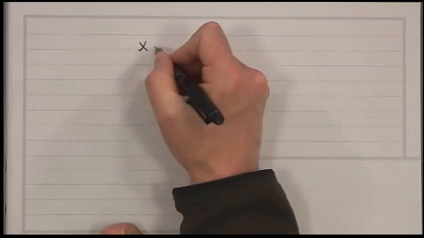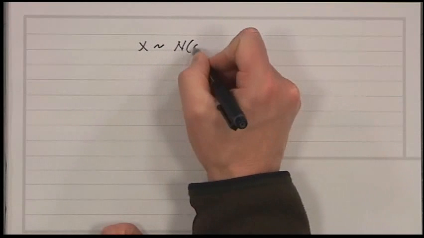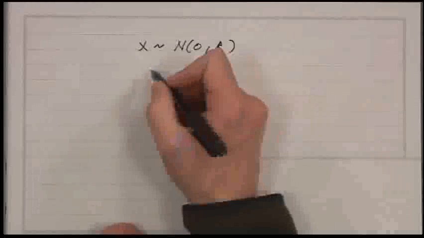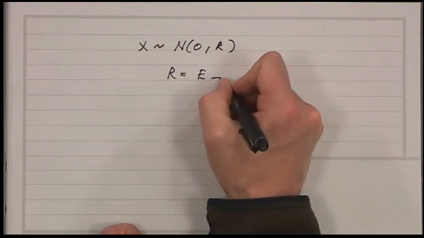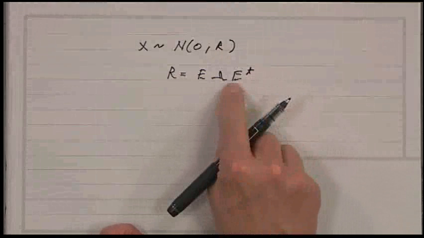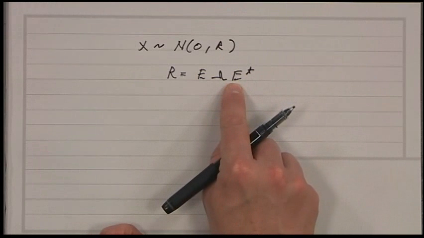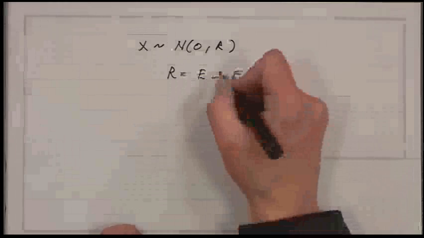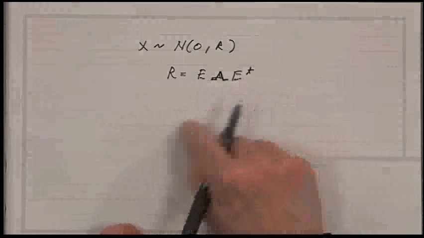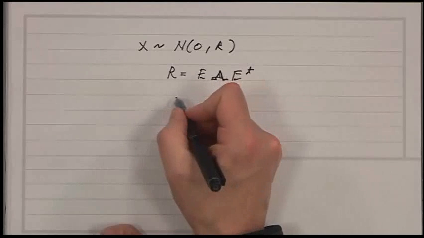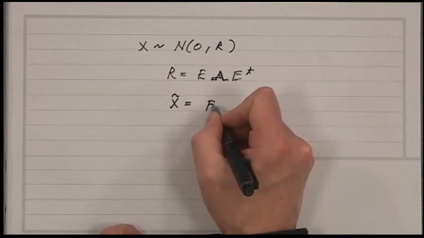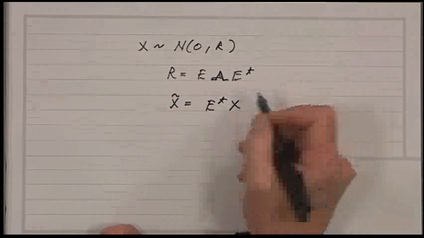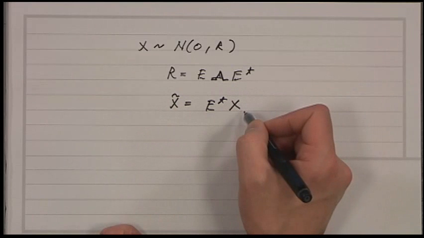So this is a very beautiful thing, because if you have X and it's distributed as normal with mean 0 and covariance R, and R here is equal to E lambda E transpose, then these are the eigenvectors. They're the fundamental bases on which the random process has its unique behaviors. And each of these diagonal elements represents the variance along that axis, okay? So then X tilde equals E transpose X. This is a decorrelating transform.